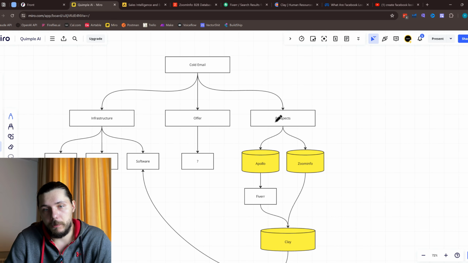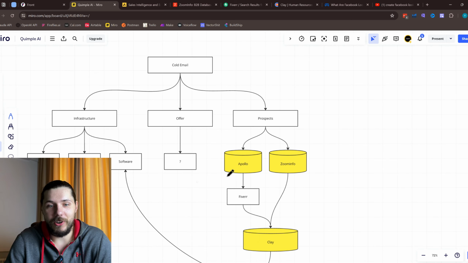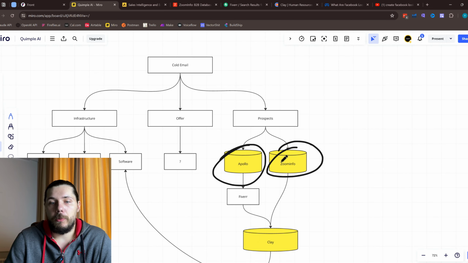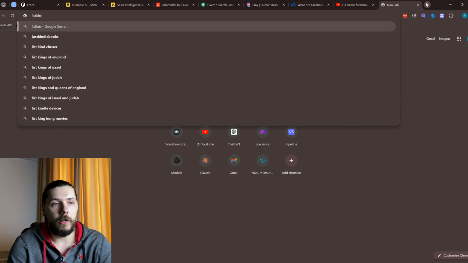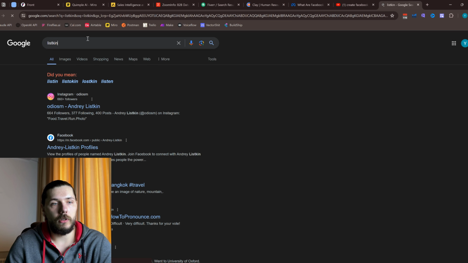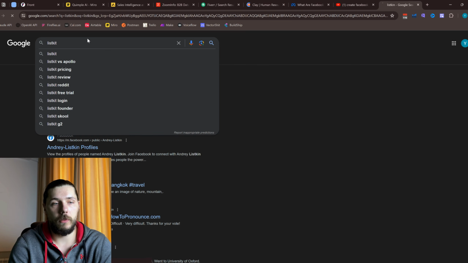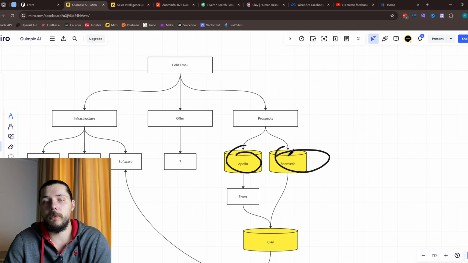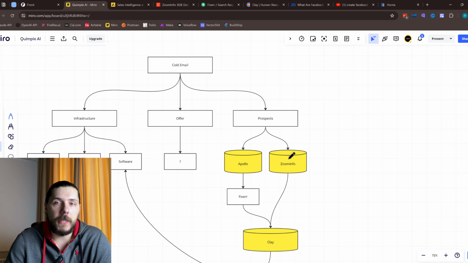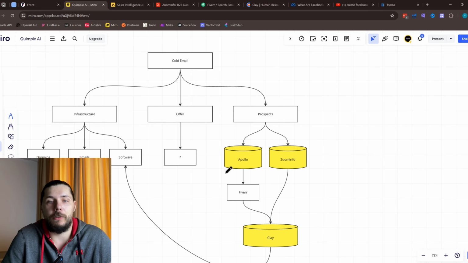Then we have the prospect, and the prospect is the most interesting part. For the prospects, we have Apollo and ZoomInfo. There are quite a few different providers, like ListKit, which is also a really good service. There are quite a few different providers where you can get the prospects depending on your niche, but the most popular ones are Apollo and ZoomInfo. Obviously, ZoomInfo is very, very expensive, and Apollo is also not cheap.